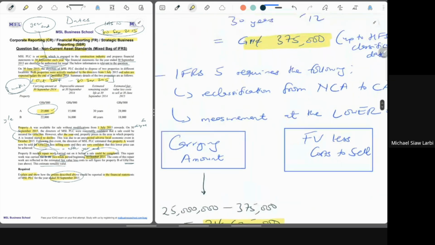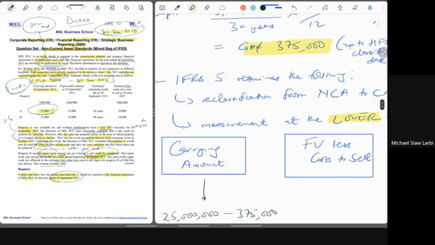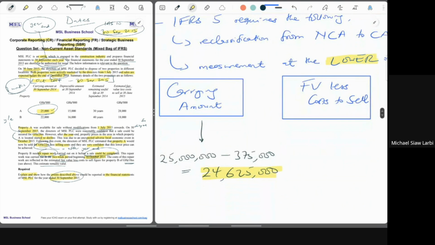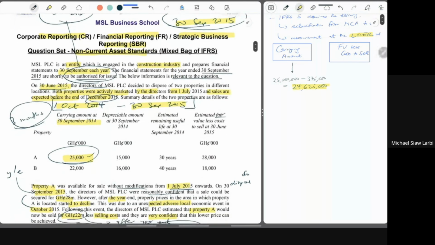Remember, the standard says it should be measured at the lower of the carrying amount and the fair value less cost to sell. So we have our carrying amount. What would be our fair value less cost to sell? The question gives us that figure comfortably here. We are told that the estimated fair value less cost to sell at 30th June 2015, which is the classification date as held for sale, is 28 million. That is what matters. 28 million.